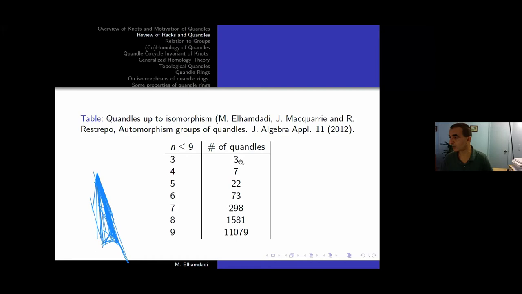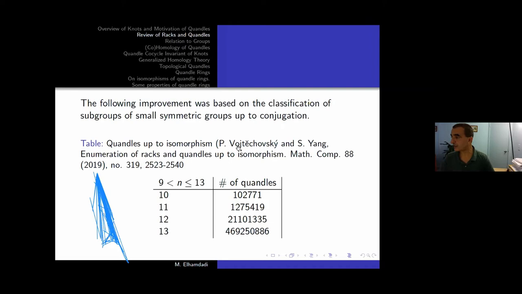It wasn't easy. Getting nine required a lot of work. He had to use some supercomputers at USF. And the best he could do back then is getting the number of isomorphism classes of quandles up to order nine. Recently, just last year, Petr Vojtěchovský and his postdoc Seung Yeop Yang.